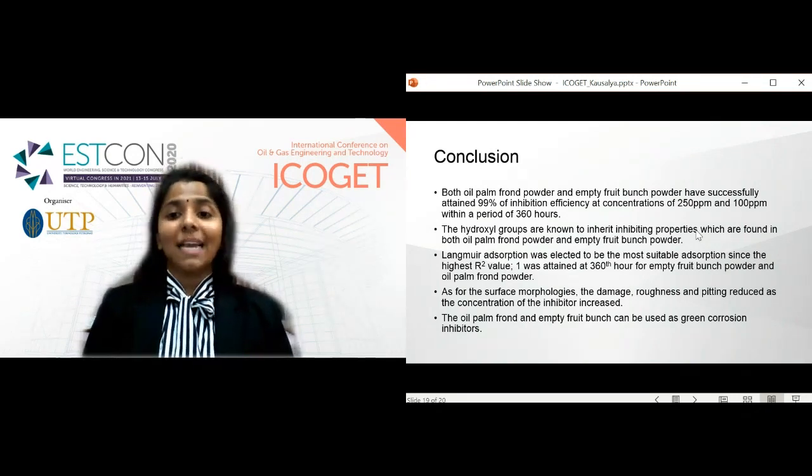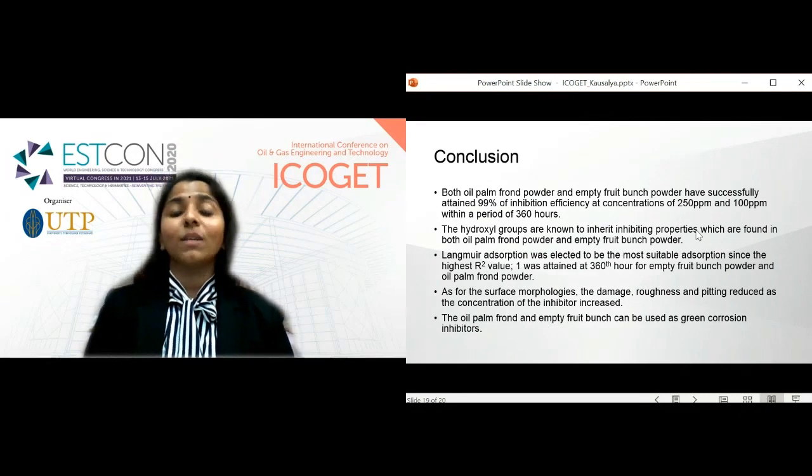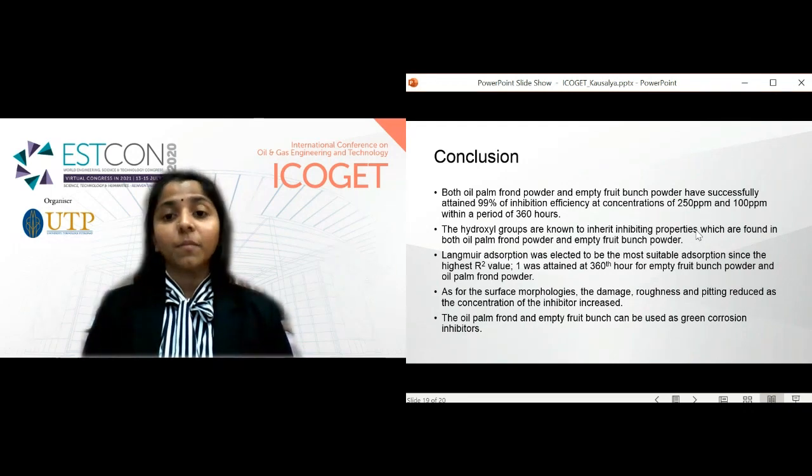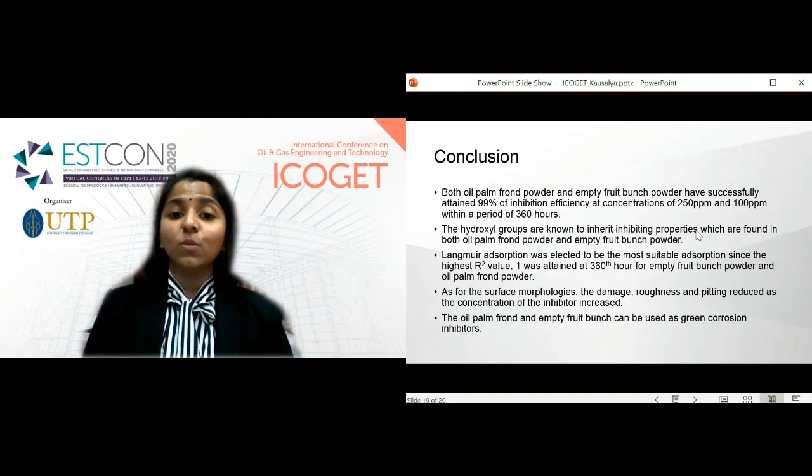Langmuir adsorption was selected as the most suitable adsorption model since the highest R-square value of 1 was attained at 360 hours for empty fruit bunch powder and oil palm frond powder. As for surface morphologies, the damage and the roughness, the pitting, reduced as the concentration of inhibitor increased. And finally, with this research, I would like to conclude that the oil palm frond and empty fruit bunch powder can be used as green corrosion inhibitors as an alternative to the chemical-based corrosion inhibitors. With this, I would like to end my presentation.